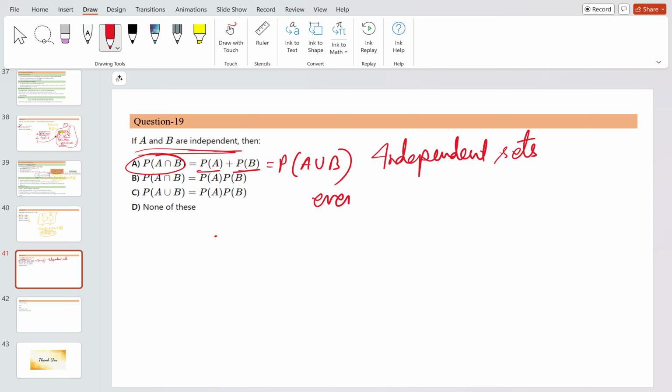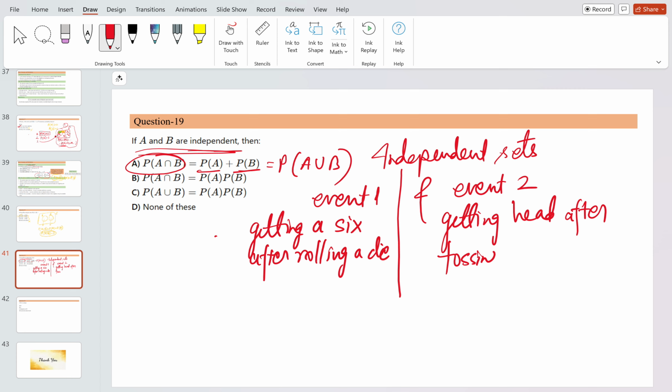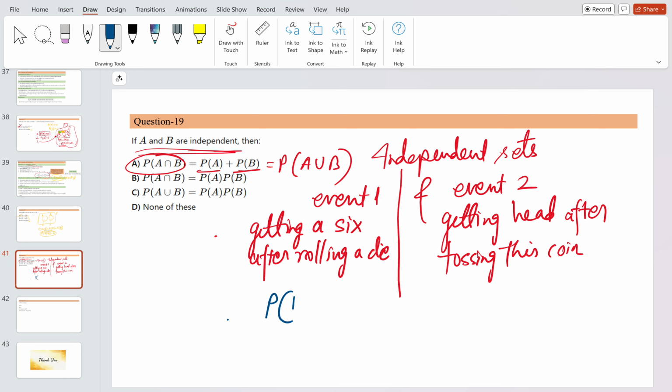Suppose there is an event 1 and event 2. Event 1 is getting a 6 after rolling a die. Event 2 is getting a head after tossing a coin. Okay, so what is the probability of getting 6? Probability of event 1 is equal to 1 by 6. What is the probability of event 2? That is equal to 1 by 2.